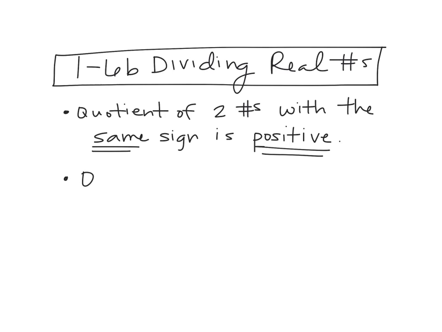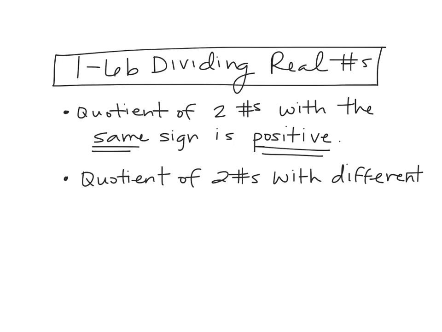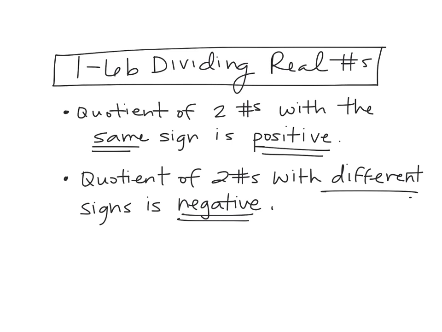Likewise to yesterday, the quotient of two numbers with different signs, meaning one is positive and one is negative, or one is negative and one is positive, is always going to be negative. So negative when they have different signs, positive when they have the same sign.